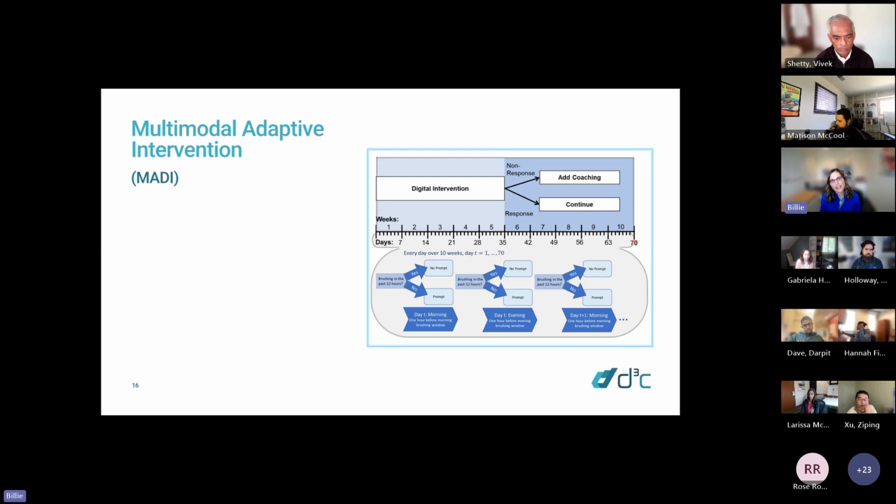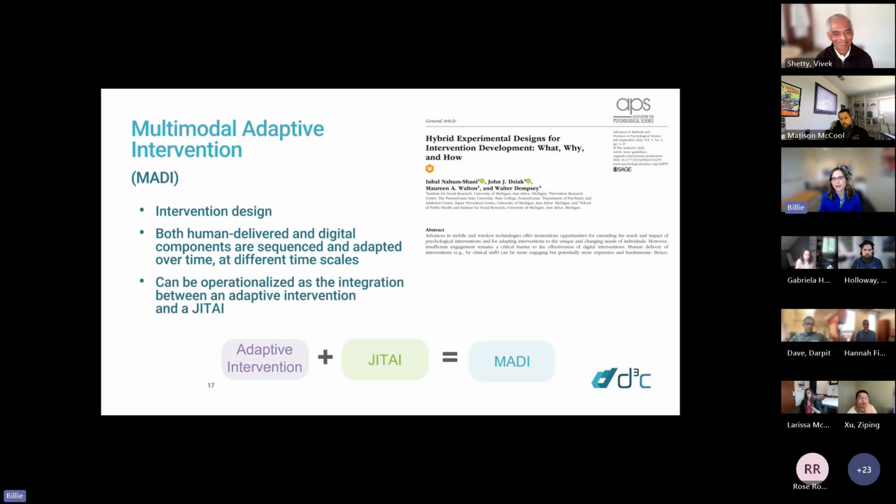And this is called a multimodality adaptive intervention, or mHTI, because our team loves acronyms. And you can think about a mHTI as an integration between a standard adaptive intervention and a JEDI. Essentially, it's just an intervention design that guides how human-delivered components that adapt on a slow time scale should be integrated, should be blended with digital components that adapt on a fast time scale.